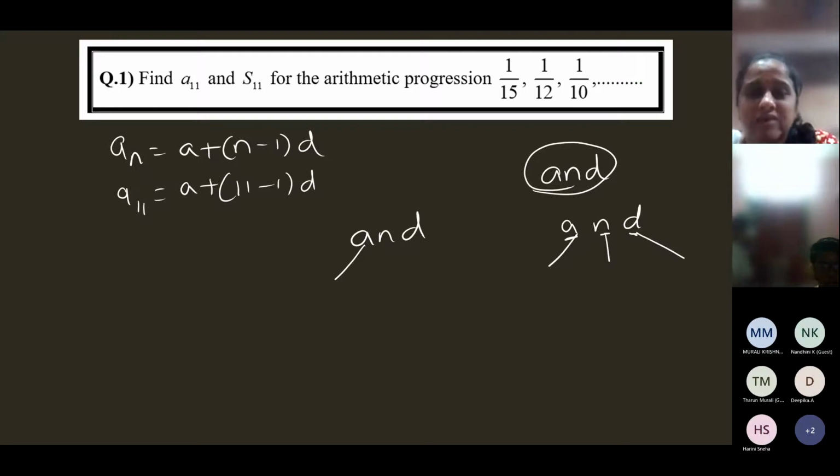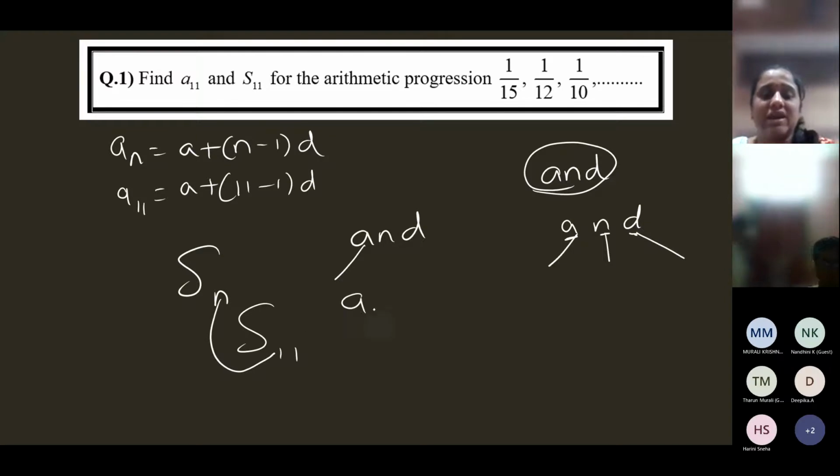Because you know the value of A, 1 by 15. You know the value of D, which is 1 by 12 minus 1 by 15. And you know the value of N, which is 11. S11, meaning Sn, where n is 11. A11, an, where n is 11.